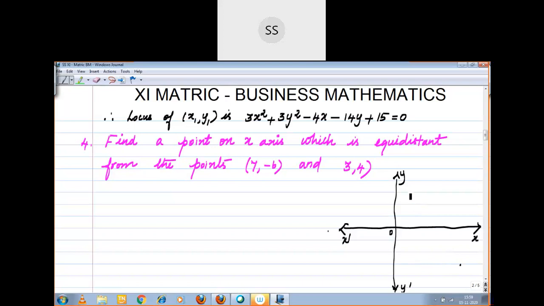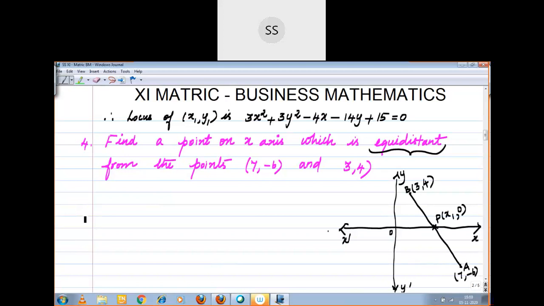X-axis, y-axis, x dash, y dash, origin. 7, minus 6, 3, 4. Right? This point is 3, 4. B. This is your A, 7, minus 6. It is not an exact diagram, it's a rough diagram only.